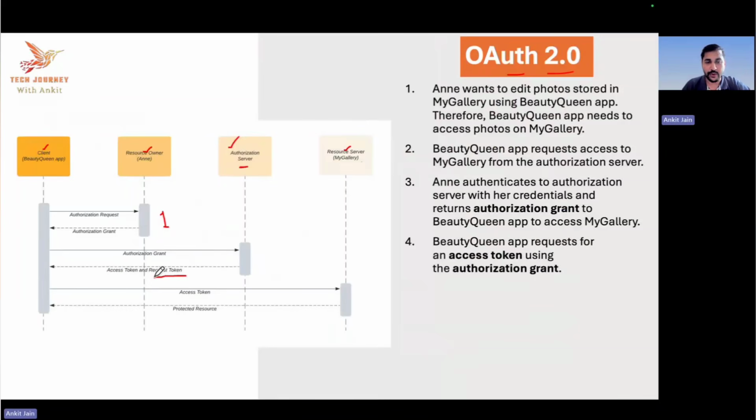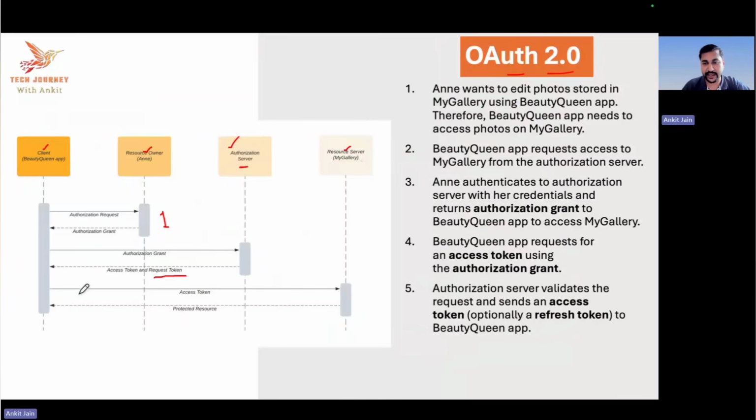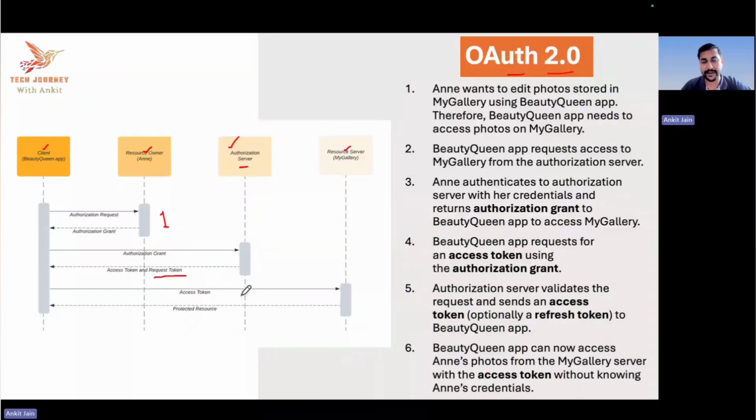Now, the Beauty Queen application will share the access token with the resource server, and then it can go and access the protected resources. In addition to the access token, which is completely based on the application, they can also provide a refresh token. But the refresh token is always optional. The access token is always mandatory. And with the correct access token, the protected resources can be accessed from the My Gallery application without sharing the username and password again. So this is how the flow looks whenever you design OAuth 2.0.